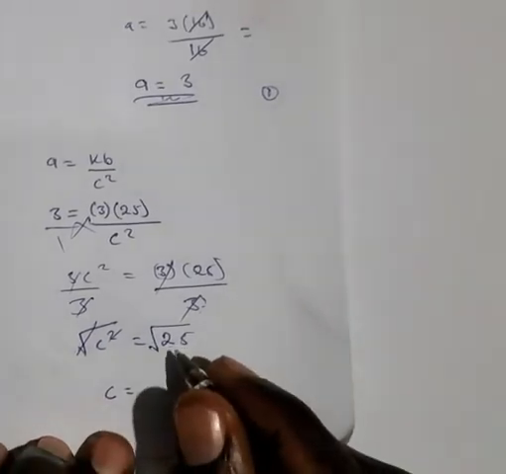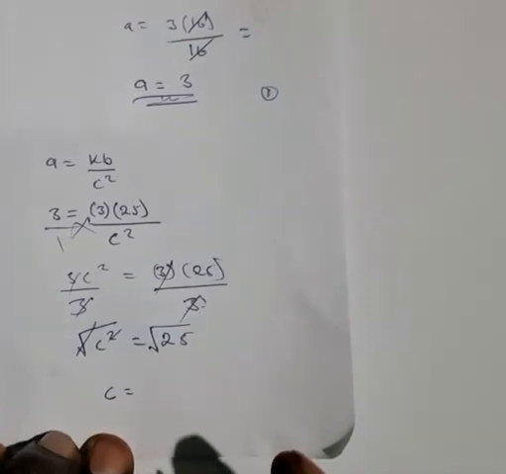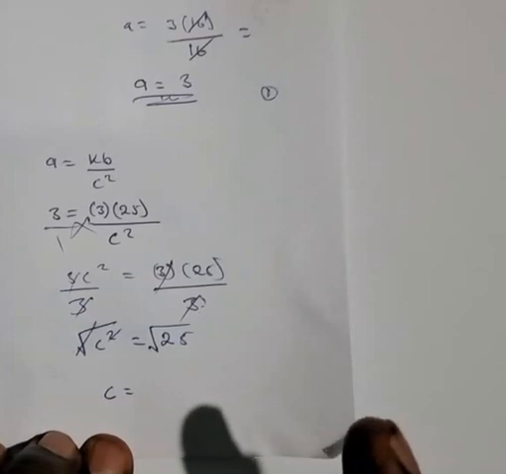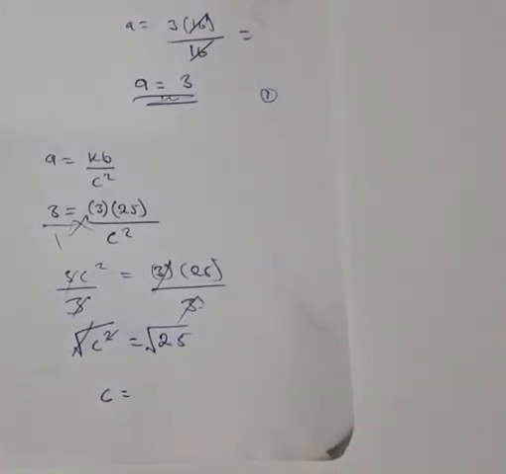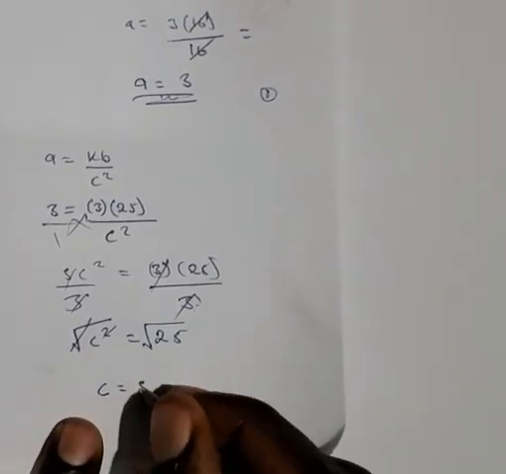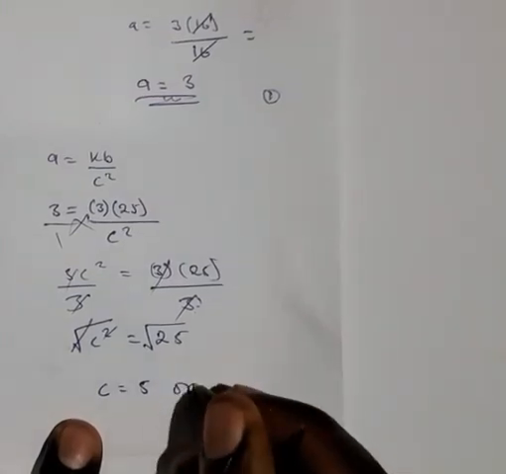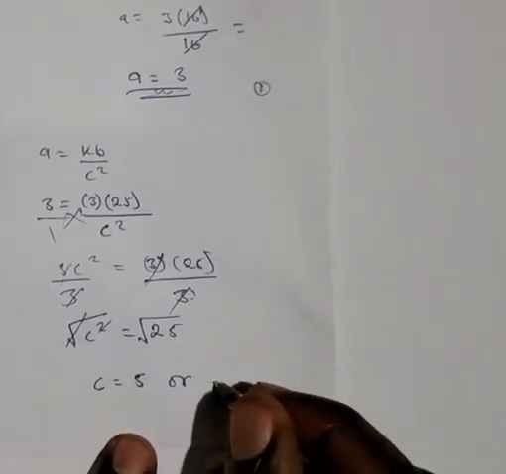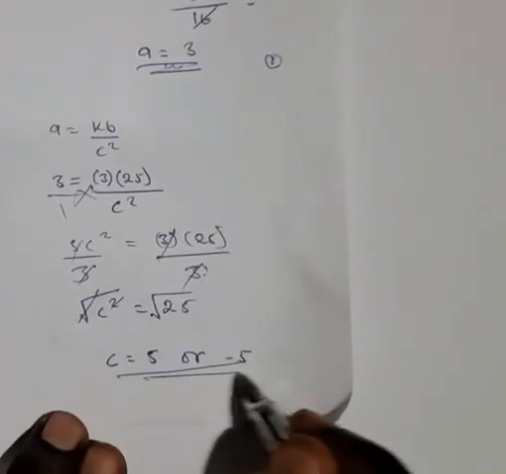The square root of 25 is what? Which two numbers can we multiply by themselves to give us 25? Two numbers. There's one, which is 5. Yeah, 5 times 5 is 25, right? Or there's again negative 5. Negative 5 times negative 5, positive 25. Good. So this is the answer.